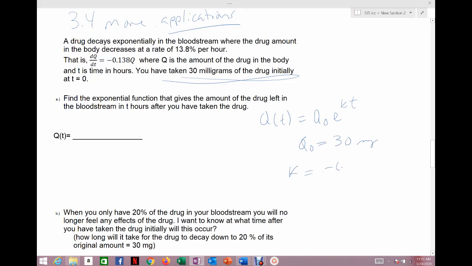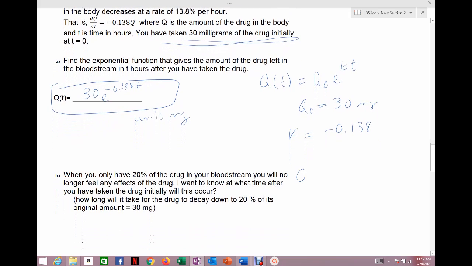My constant was negative 0.138. And so my equation, written as an equation because that's what they're asking for, is 30e raised to the negative 0.138 times time, and the units are in milligrams. Alright, so now we're going to use it. So there's the equation, I'm going to write it here so I have it for the next part: 30e to the negative 0.138 times time.